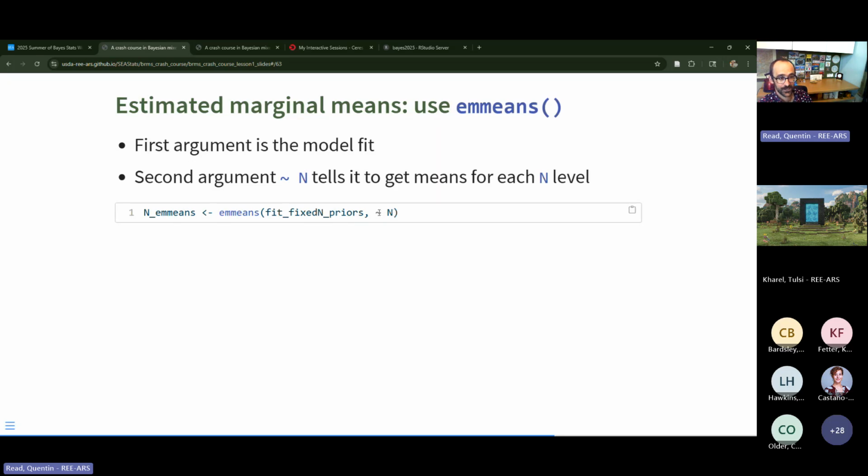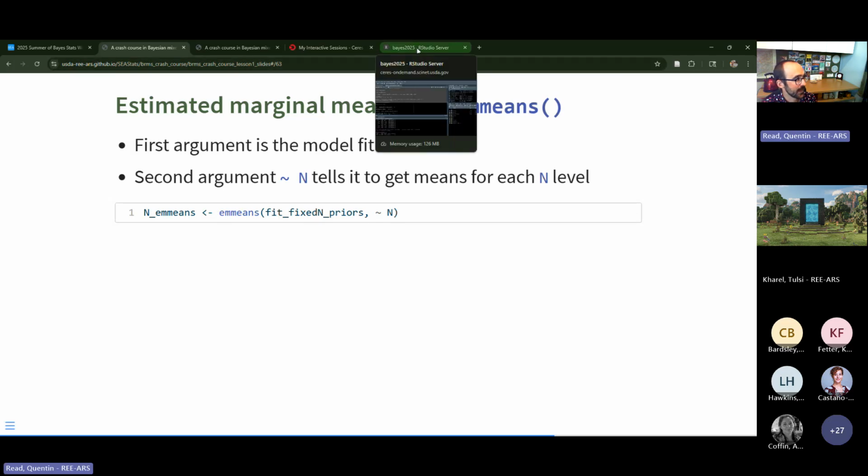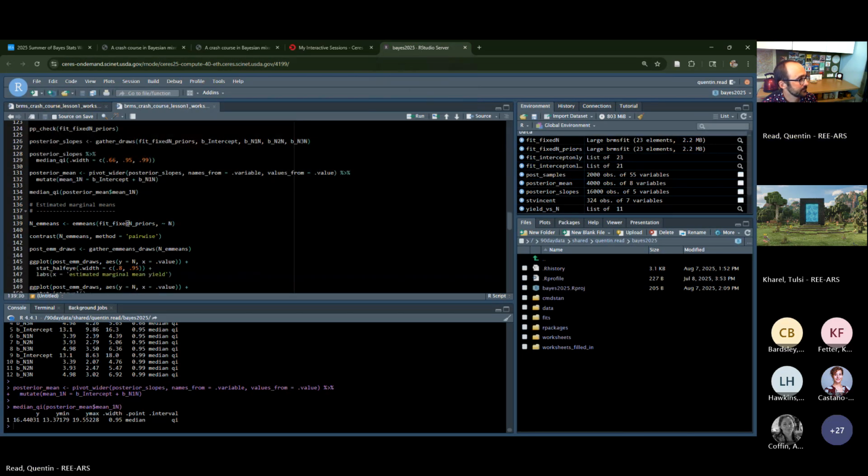It says which factors in our model do we want to get the means for each level of? And our only one that we can do is nitrogen because that's the only one we have in the model so far. So we say EM_means of the fit, comma, tilde, n. So I'm going to run that code. Go on that line 139 there and hit Control Enter.